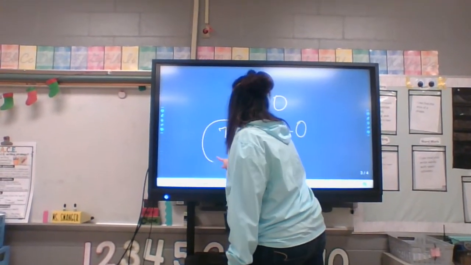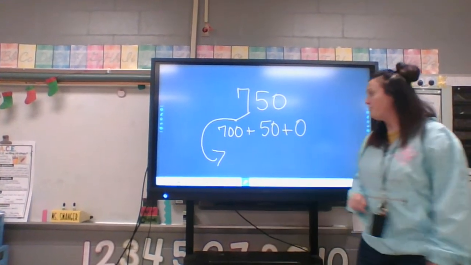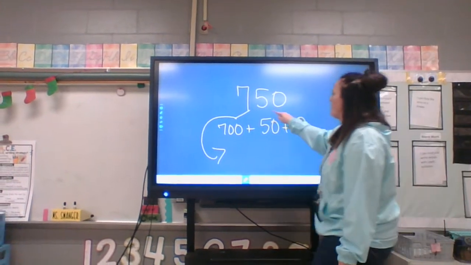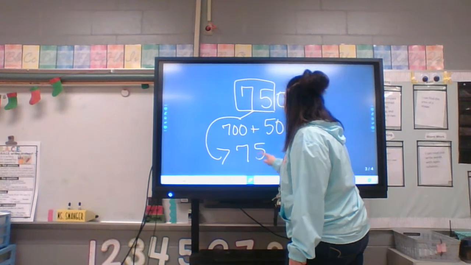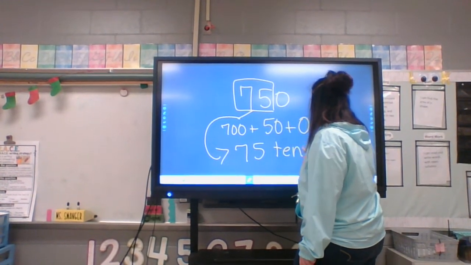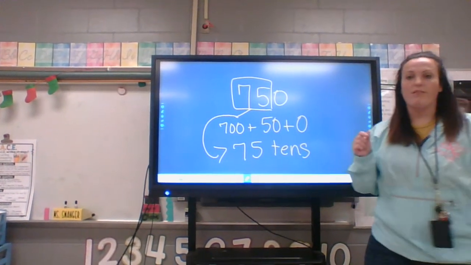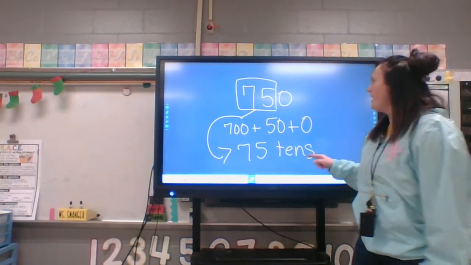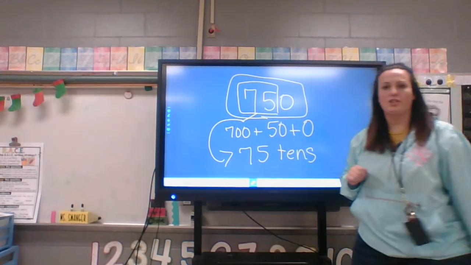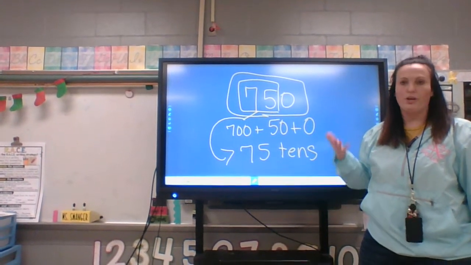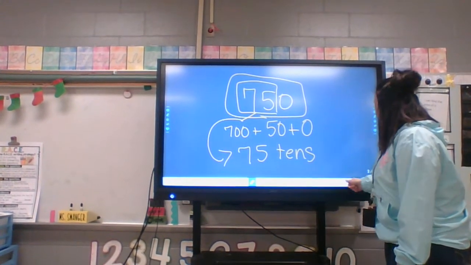Also, I can look at 750 another way, and say I have 75 tens, okay? So if I give you 75 tens blocks, that's going to equal 750. And that's just another way that you can use place value to show you 750.